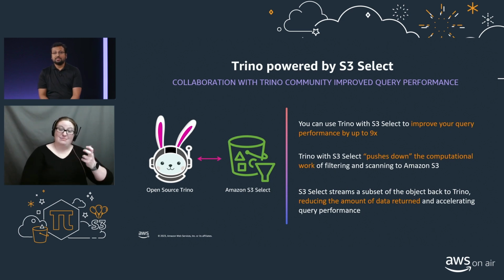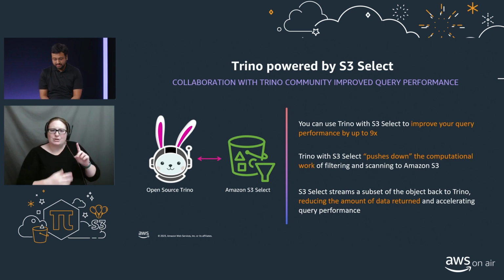With these contributions, the performance of queries running on Trino improved by up to 9x when using S3 Select. With S3 Select, you push down the computational work to filter your S3 data instead of returning the entire object. By using Trino with S3 Select, you retrieve only a subset of data from an object, reducing the amount of data returned and accelerating query performance.